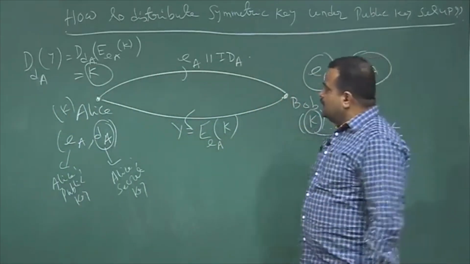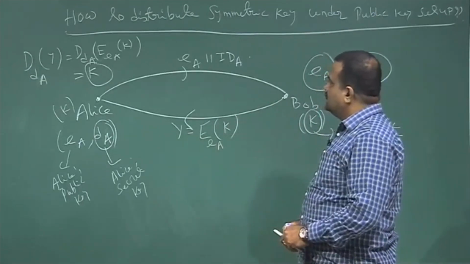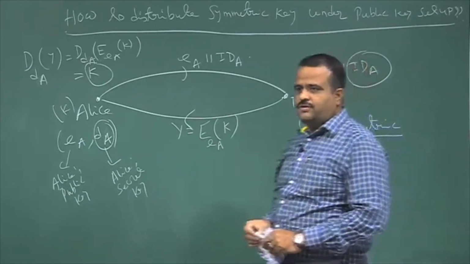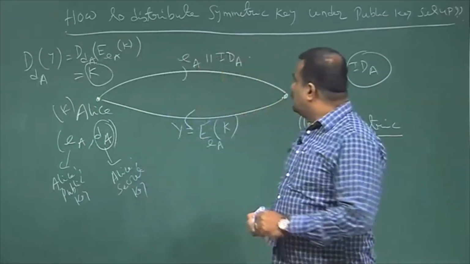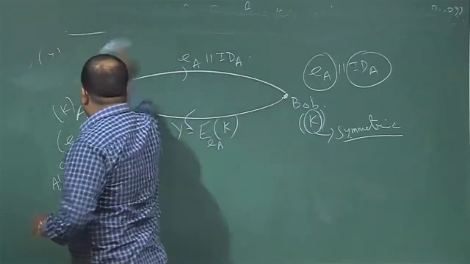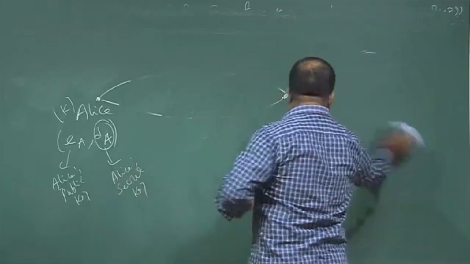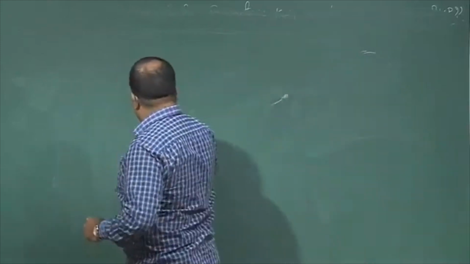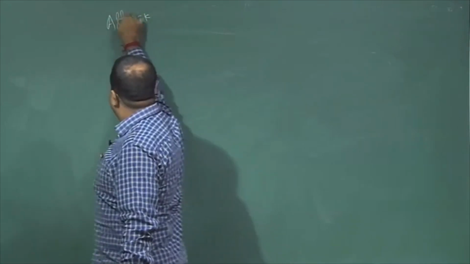Now, this scheme is also not secure under an active adversary, under active attack. So how to see it is not secure? This scheme is not secure under the active adversary. So let us talk about the attack on this scheme. The attack on this scheme is basically an active attack.